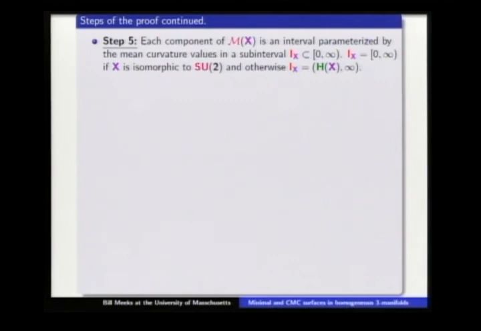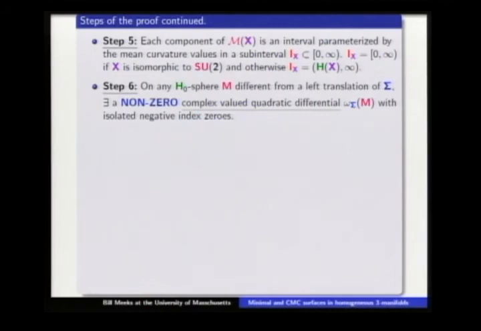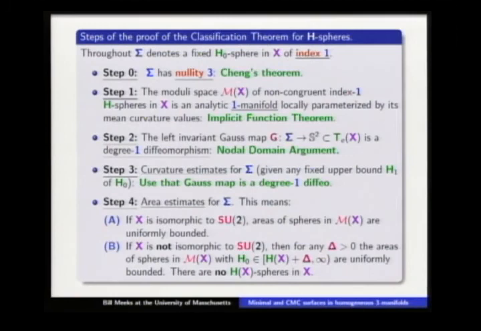So in particular, we get all possible examples. But if you remember the definition of the critical mean curvature, every constant mean curvature sphere has mean curvature bigger than or equal to this number. Let me go back one slide. I forgot to mention, it follows from this that there are no H of X spheres in X. That's something you have to calculate.